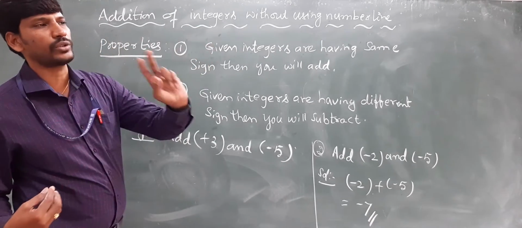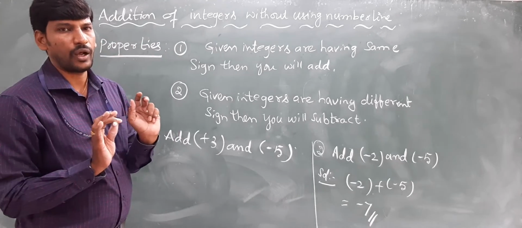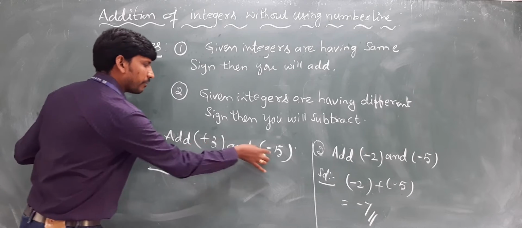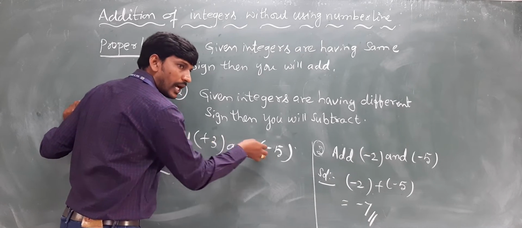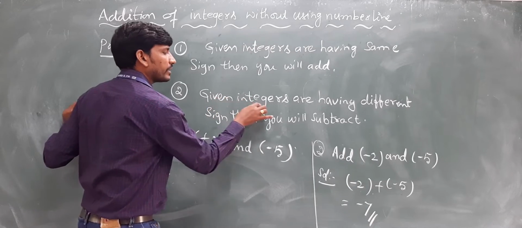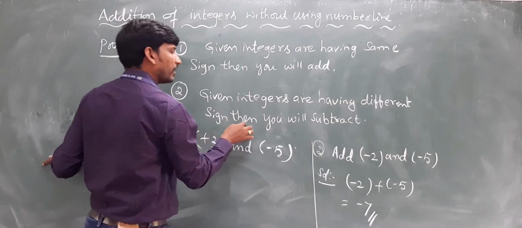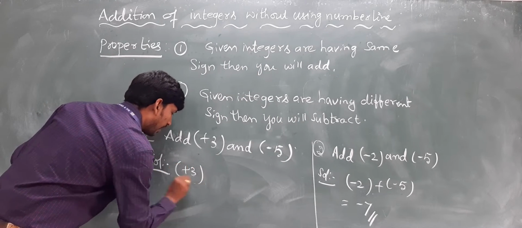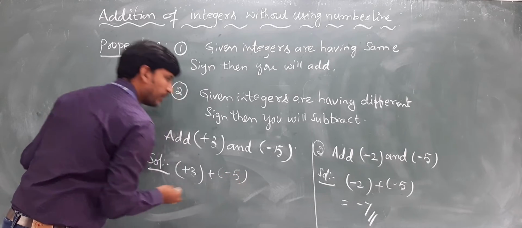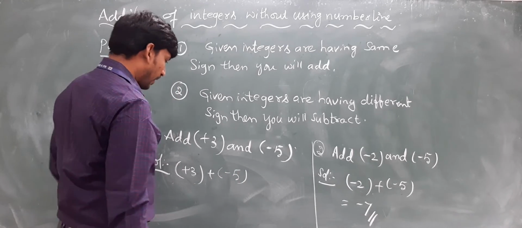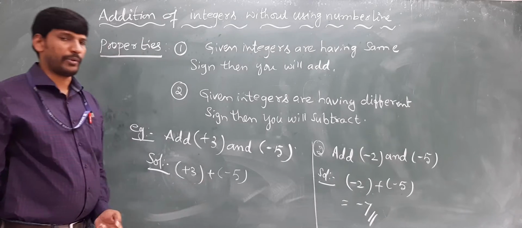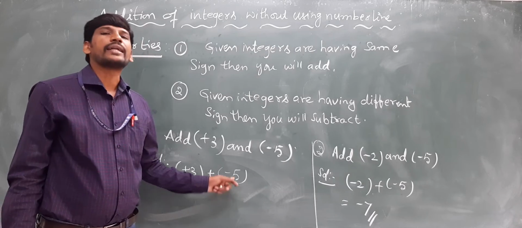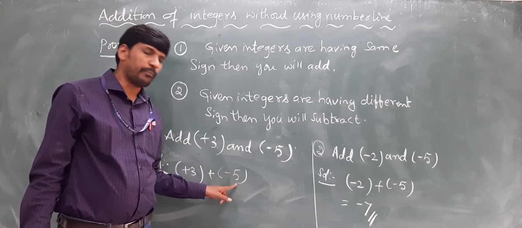We don't have any problem if both are positive or both are negative, we should add and we will keep the symbol. Now here, the solution. Plus 3 minus 5, both are different sign. Given integers having different sign, then you will subtract. Plus 3 plus minus 5. When solving these type of problems, you just ignore the sign and subtract the small value from the big value.